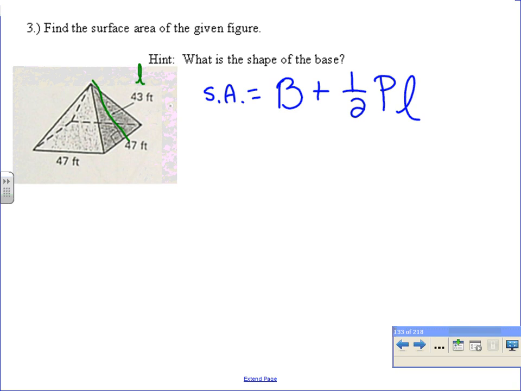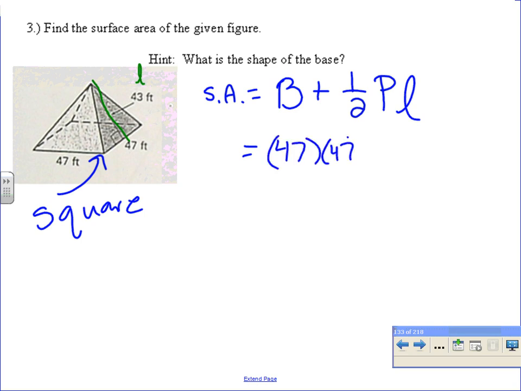Okay, on number 3, what is the base? What shape or figure is the base? Drew? Good, it's a square. So we know the base here. I'm just going to put an arrow and write the word square. How do we find the area of the base if we know it's a square? Alexis? Good, side squared. So we have 47 times 47. There's our first part. The area of the base is just 47 times 47.